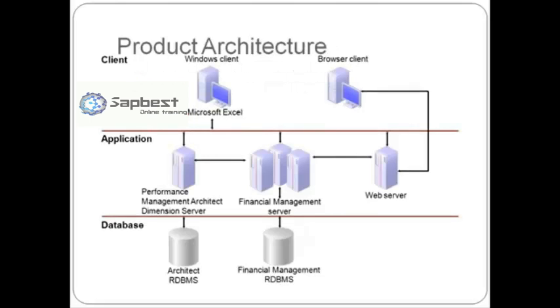Okay. Now, I explained to you how the three-tier architecture works for Hyperion. So that's how we'll be talking. You can see it's a database layer, application layer, and a client layer. The database will have two RDBMS, Architect RDBMS and Financial Management RDBMS. Architect RDBMS will be talking to the Performance Management Architect dimension server, where all your dimensions will be created and stored. This server only takes care of the dimensions and their members, and the Financial Management server will be taking care of all your financial views, financial results, financial management data, and everything.